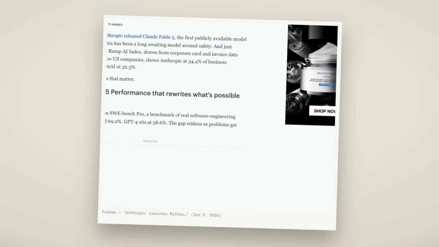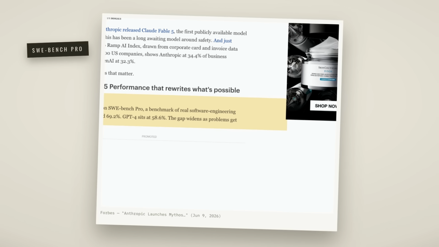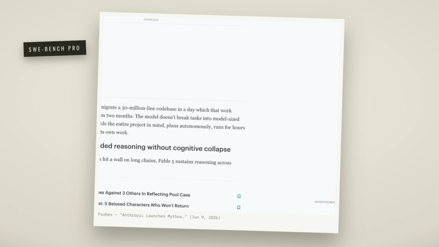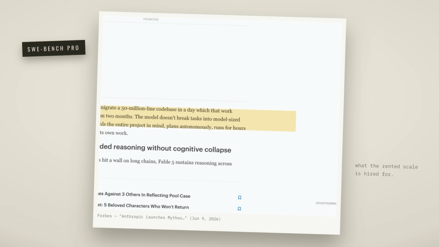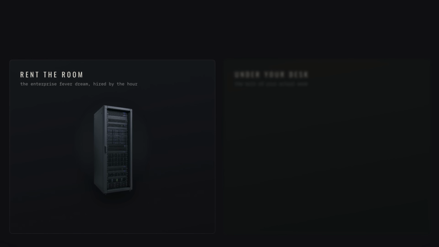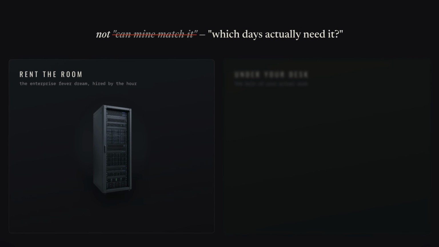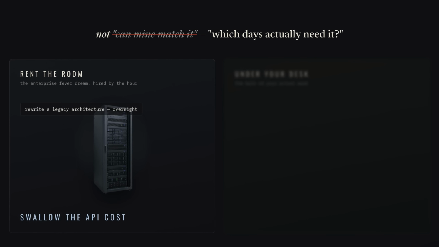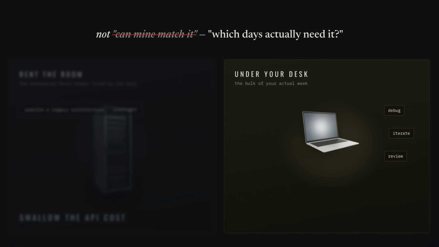Forbes reported 80.3% on SWE Bench Pro, and Stripe reportedly used it to migrate a 50 million line codebase in a single day. So instead of asking if your local graphics cards can match that enterprise fever dream, you just have to decide which of your actual daily workflows need that last stretch of accuracy. When you have to rewrite an entire legacy architecture overnight, you swallow the API cost and rent the server room. But for standard engineering loops and the local debugging that makes up the bulk of your week, the biggest model you can cram under your desk is already smart enough to do the job.